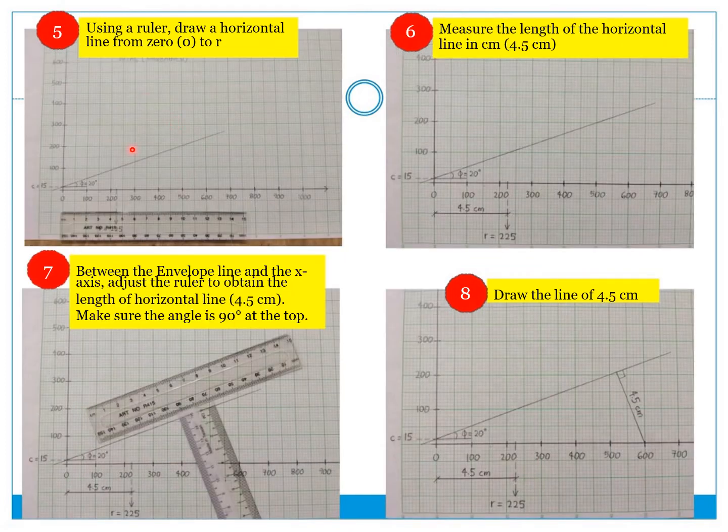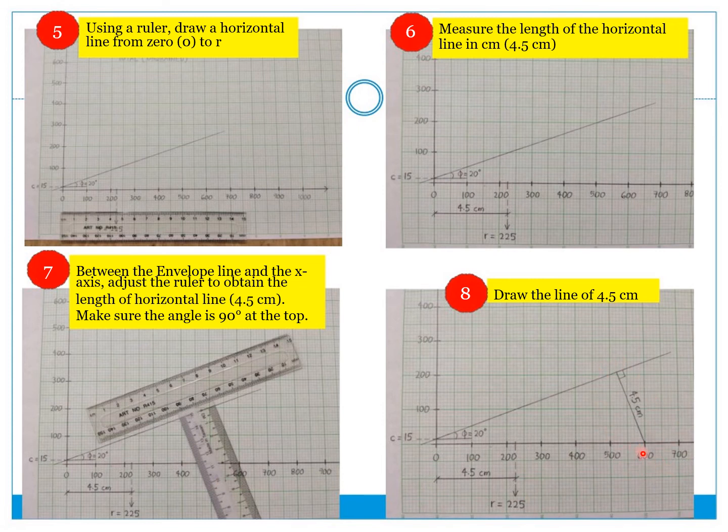Alright, so first you have the graph for the normal stress, we have the angle of friction and cohesion, and then you have the radius 225. So the length of 225 is 4.5 centimeter. So what you're going to do is, between the envelope line, adjust the ruler to obtain a horizontal line length of 4.5 centimeter. Make sure the angle is 90 degrees at the top. So you will get the value here. Draw a line of 4.5 centimeter.